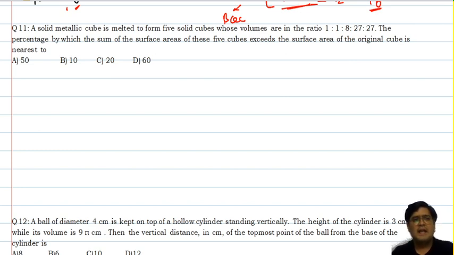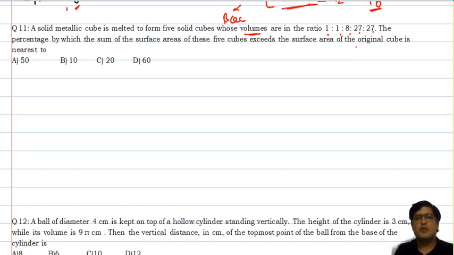A solid metallic cube is melted to form 5 solid cubes whose volumes are in the ratio 1 ratio 1 ratio 8 ratio 27 ratio 27. The percentage by which the sum of surface areas of the 5 cubes exceeds the surface area of the original cube is nearest to. So again, I'm working with proportionalities.